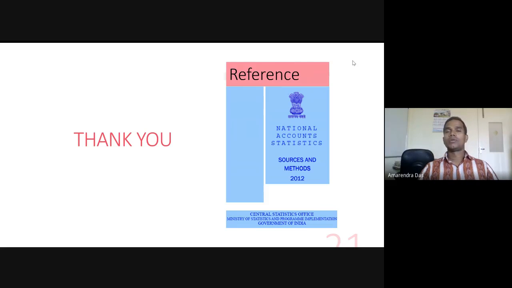So this is all about the different concepts of national income accounting. I have used basically the manual provided by the National Accounts Statistics, Sources and Methods, published in 2012. All of you can visit the CSO website, that is mospi.nic.in, and you can download this report from Google also. If you want to know more about GDP estimation, please go through this report.